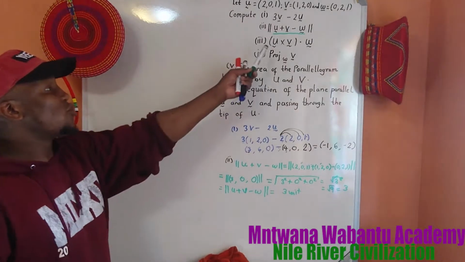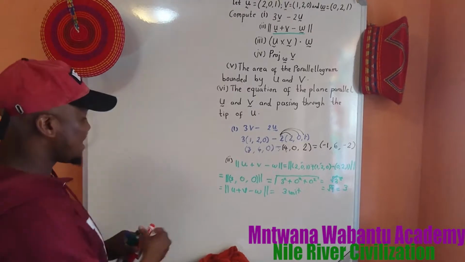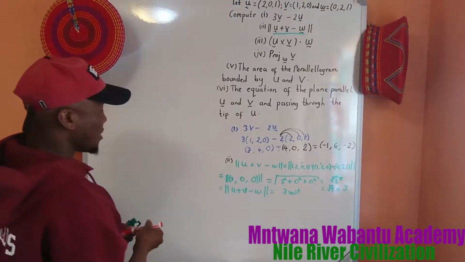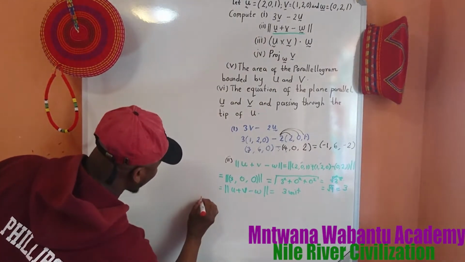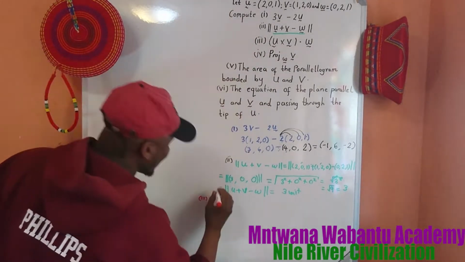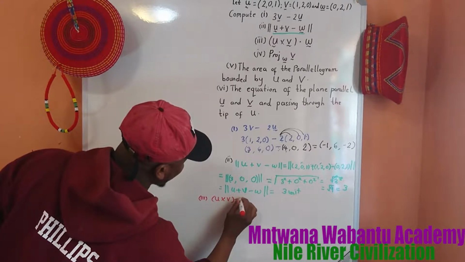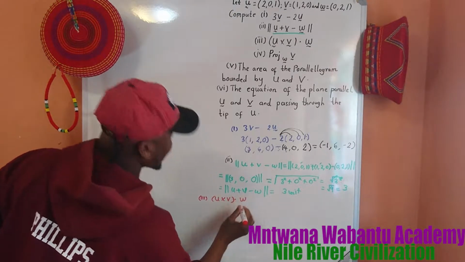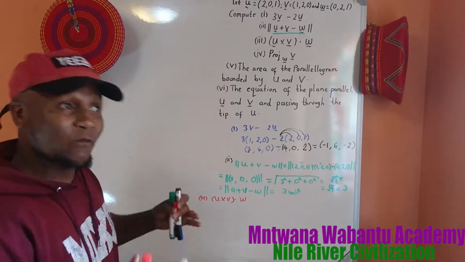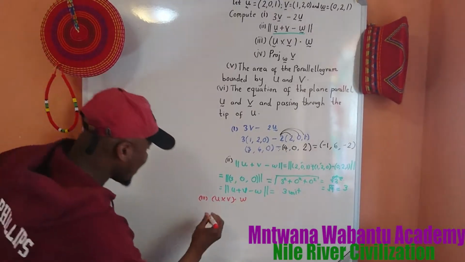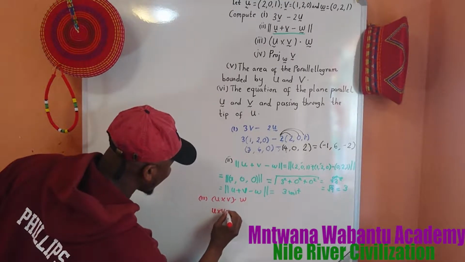Question 3 says u cross v, and then we dot w. Easy. So let's start with u cross v. For the third one, it's u cross v, and then when you get your answer, you dot it with w. So let's see how we can take u cross v. It's easy, man. We're going to say u cross v.